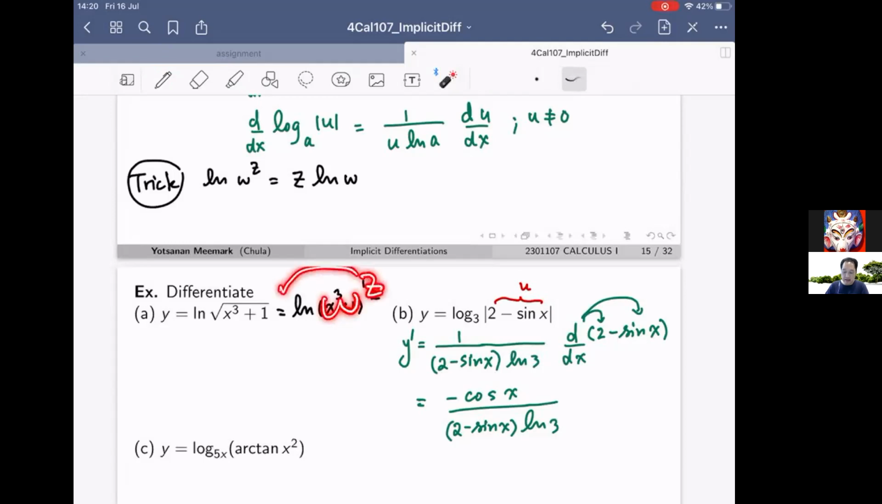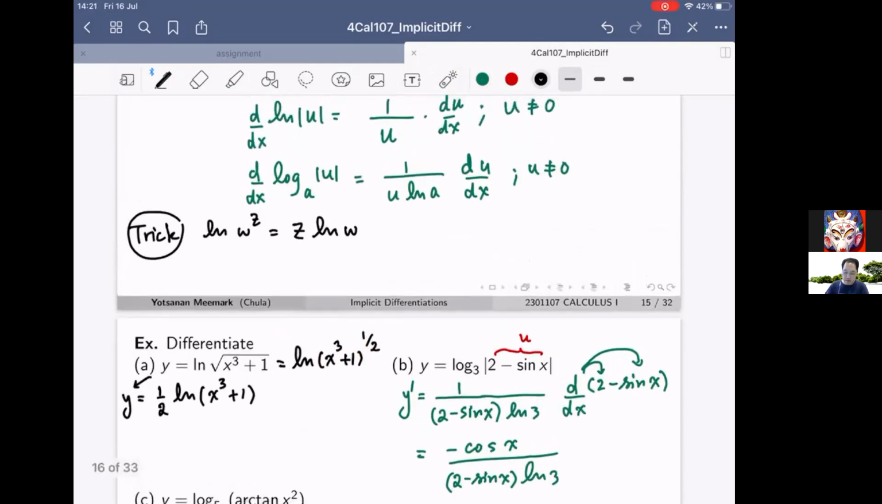So we can just kick the power down first. This is y, not y prime, we just rewrite it. So you get 1/2 and then log of x cubed plus 1. So it's simply a log of u. Whether it has an absolute value or not, the derivative will be the same. So to find the derivative, this is 1/2, and then 1 over u, and the derivative of u multiplied, so you get 3x squared.